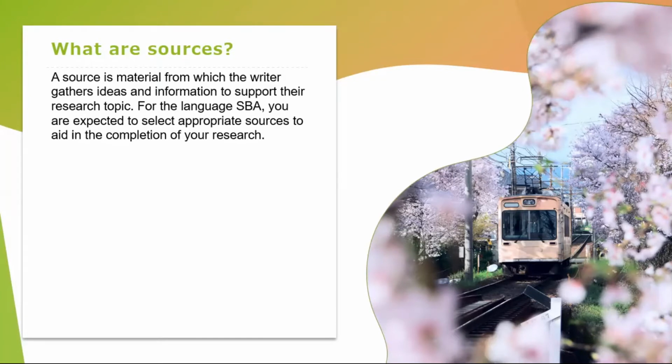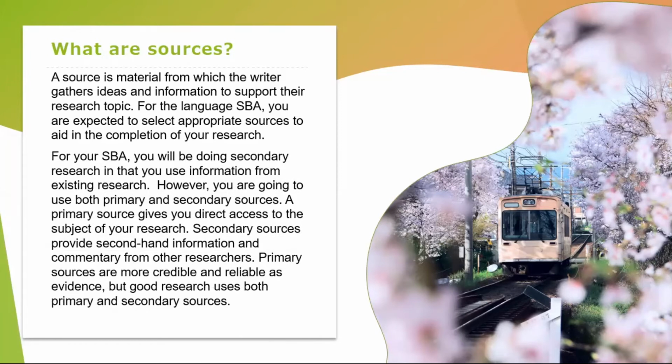For the English Language SBA, you're expected to select appropriate sources to aid in the completion of your SBA. You are going to be doing a secondary research, in that you're going to be using information that is already existing to do your research. So under no circumstances should you write your own article or go and take your own pictures, or should you create your own song or make your own video. No, you are going to be doing a secondary research using information that already exists.